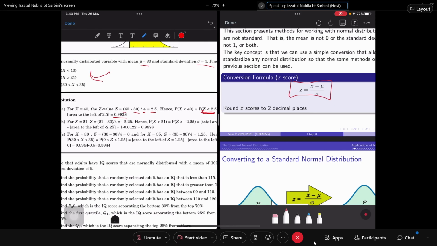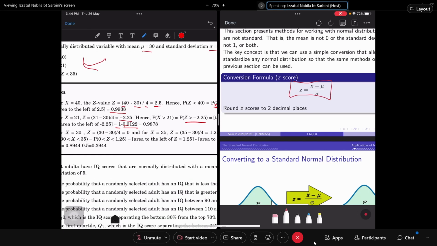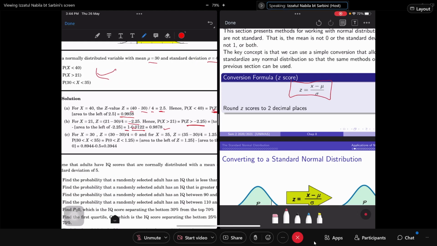So in this case, you want it in between more than negative 2.25. So more than kan, kalau kita more than, we have to minus from 1 kan. So 1 minus Z score less than negative 2.25, which is 0.0012, and your answer will be 0.9878.